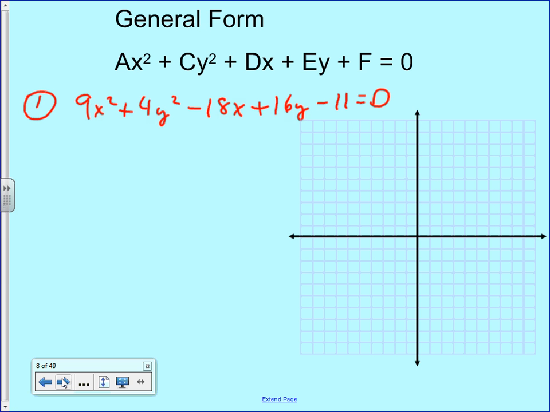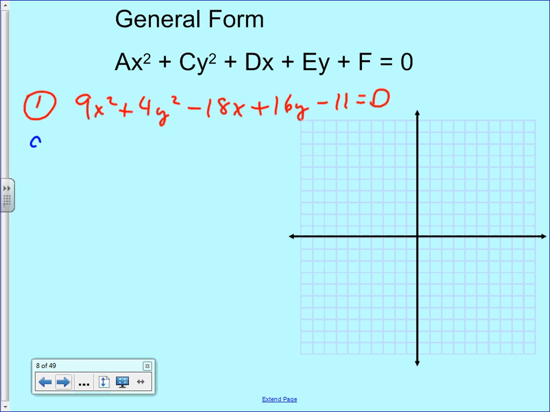All right, 9x squared plus 4y squared minus 18x plus 16y minus 11 equals 0. Notice one side in standard form is 0. But when we get it into the form for the conics, the ellipse form, there's a 1 on one side. So you'll see how we do that in a second. All right. It said to complete the square. We're going to complete the square actually twice.